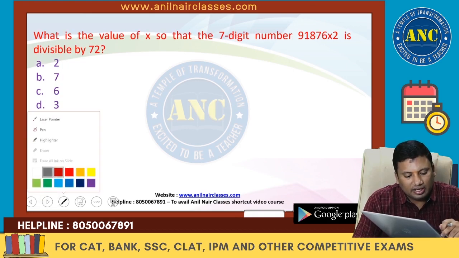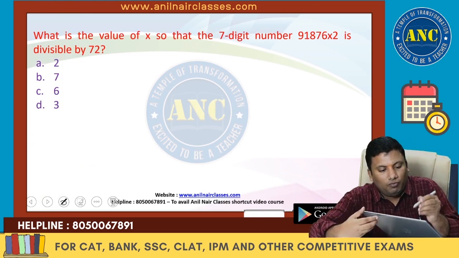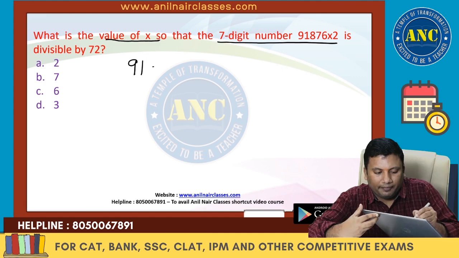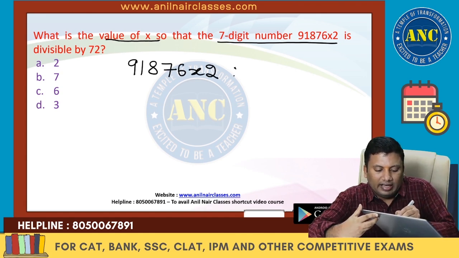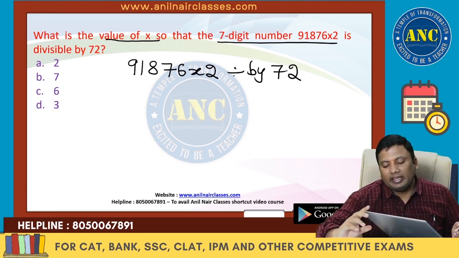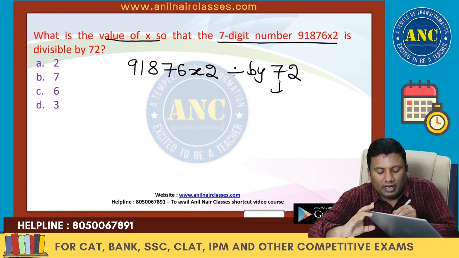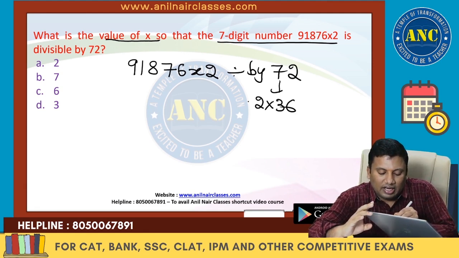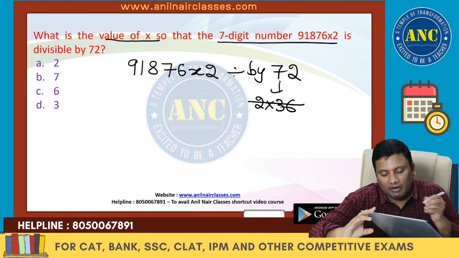Now see here. What is the value of x such that the 7-digit number 91876x2 is divisible by 72? 72 is a composite number. For a composite number, to find the value of x, the number should be written as a product of two coprimes.